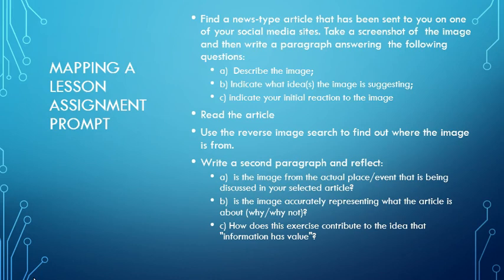Now, read the article and then use a reverse image search to find out where the image is from. Take time to write a second paragraph and reflect. Is the image from the actual place or event that is described in the article? Does the image accurately represent what the article is about? Why or why not? Finally, think about how this exercise contributes to the idea that information has value.